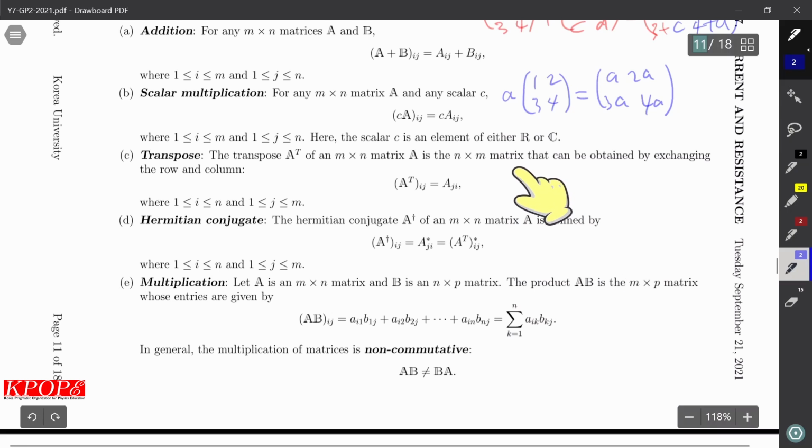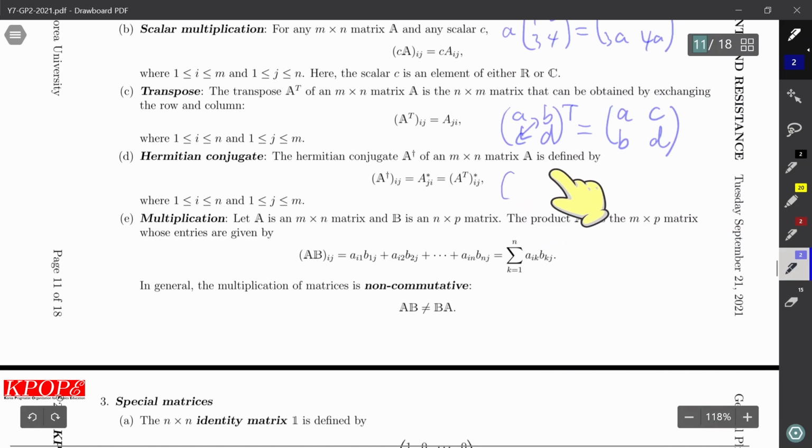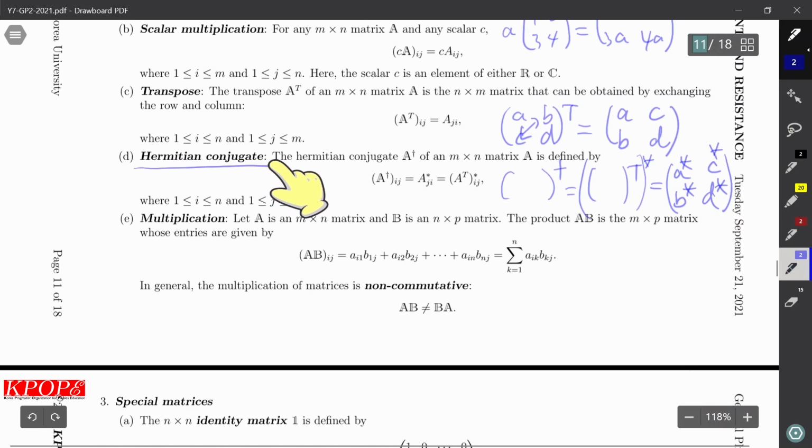Transpose. We have A, B, C, D. The transpose keeps the diagonal piece. This is the diagonal. Keep the diagonal, and the off-diagonal ones go in the opposite direction, upside down: A, C, B, D. This is the transpose. Hermitian conjugate is the transpose plus complex conjugate. So transpose, and take the complex conjugate. This is the Hermitian conjugate.